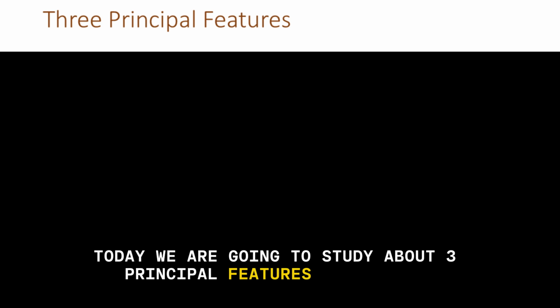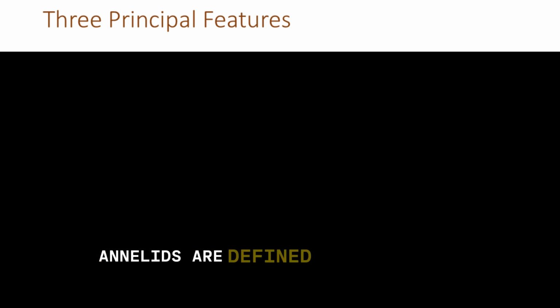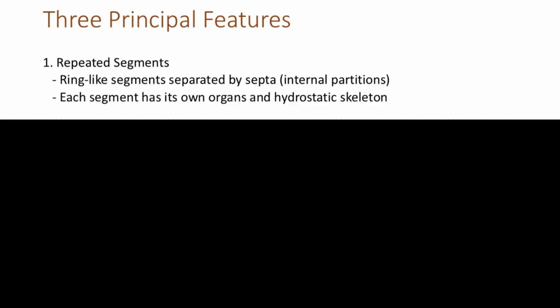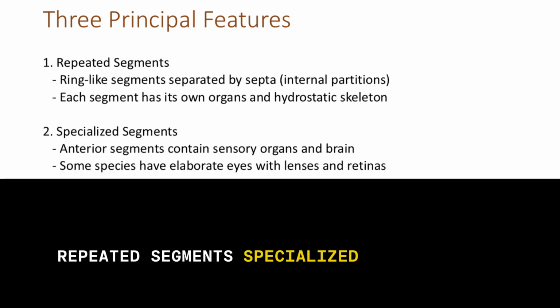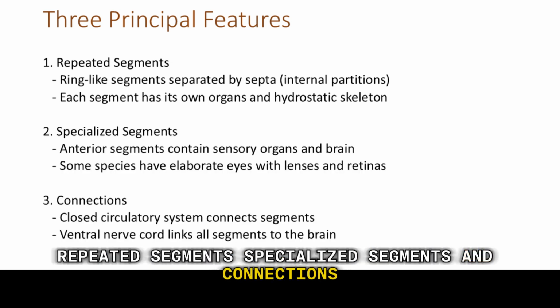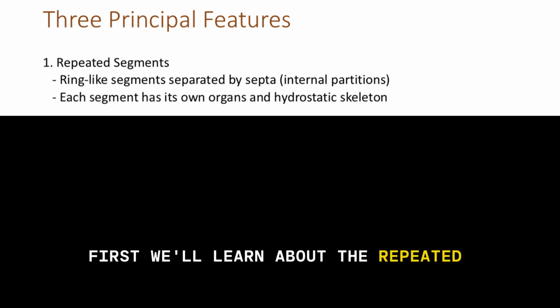Today we are going to study three principal features of annelids. Annelids are defined by three main characteristics: repeated segments, specialized segments, and connections. First, we'll learn about the repeated segments.